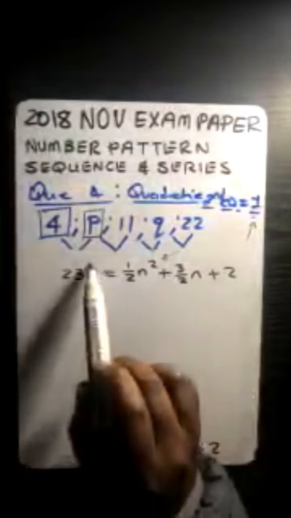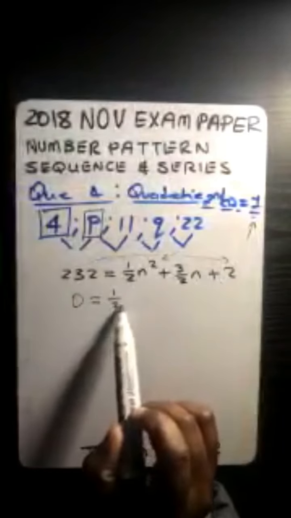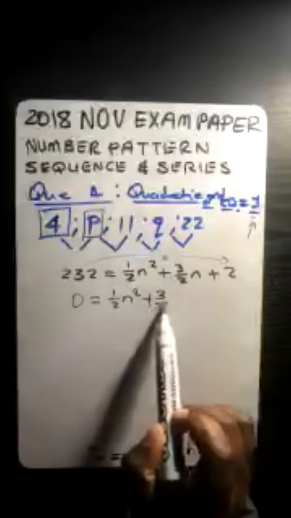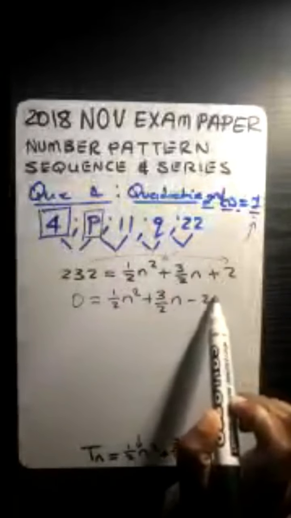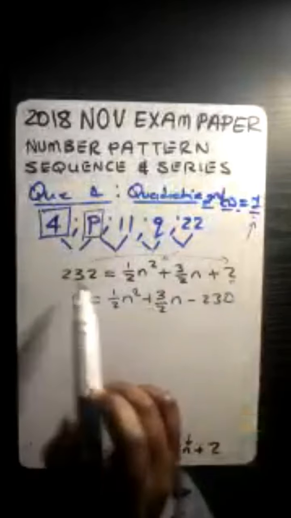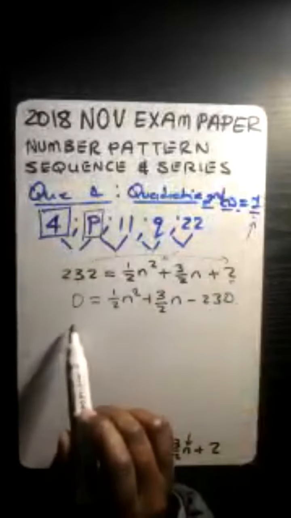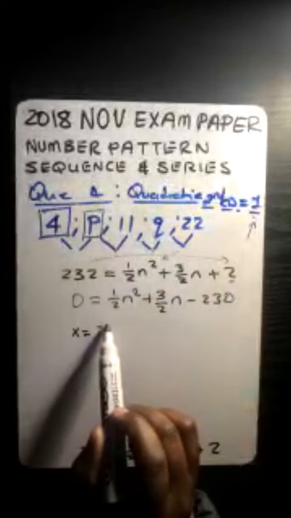You can just transpose that to the other side. It doesn't matter whether you have 0 on the left. Then you have that plus that, and then what is this? I think this is going to be negative 230 because it's 2 minus 232. So you can therefore use the quadratic formula to find the factors.